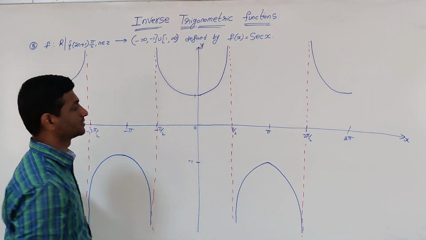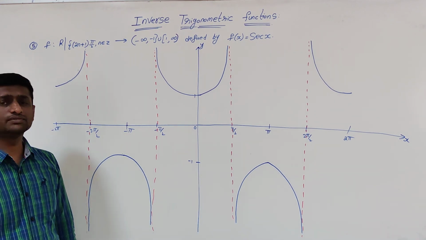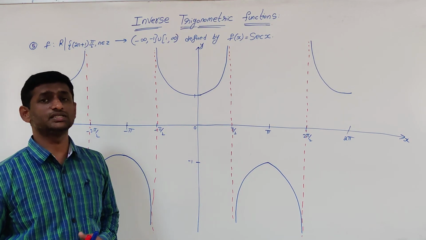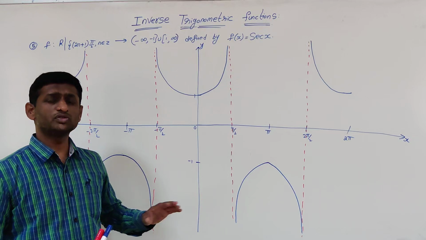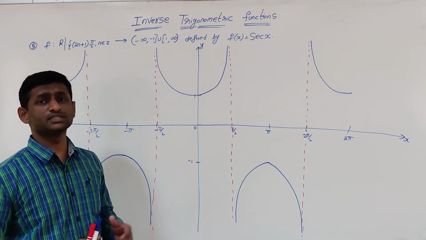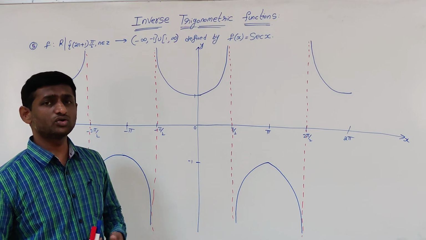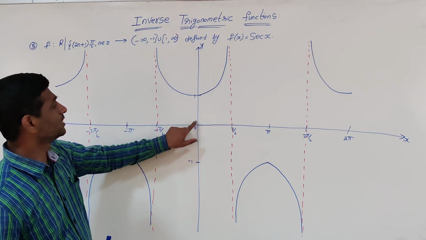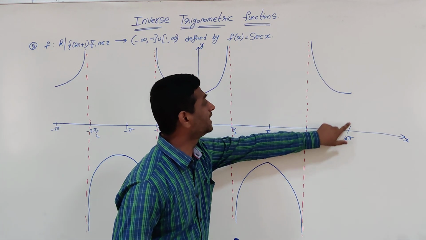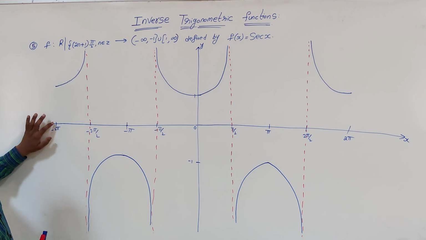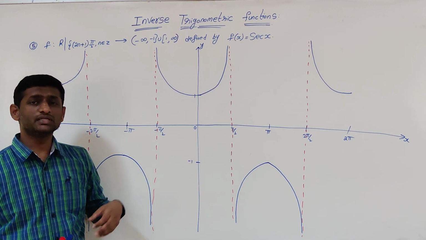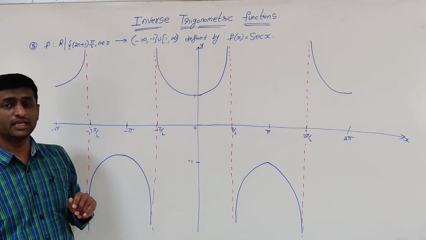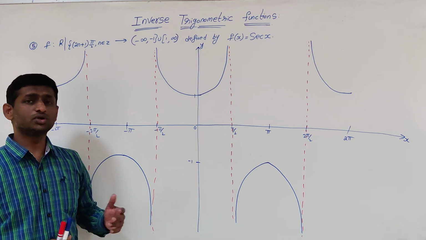Now we'll check whether secant x is a bijection. Obviously it is not a bijection because secant x is not a one-one function. Though it is an onto function, it is not one-one. Why? Because secant 0 is 1, secant 2 pi is also 1, and moreover secant of minus 2 pi is also 1. Distinct elements from the domain are having the same image, so it is not a one-one function.